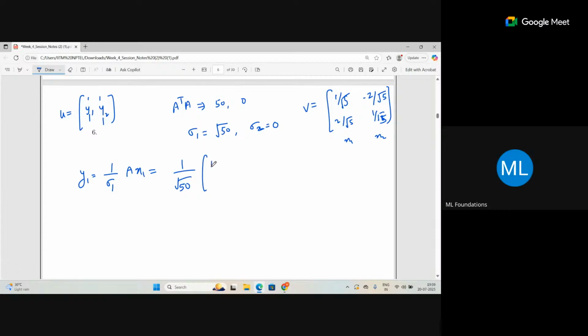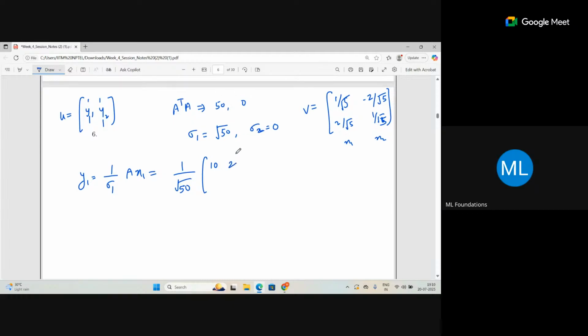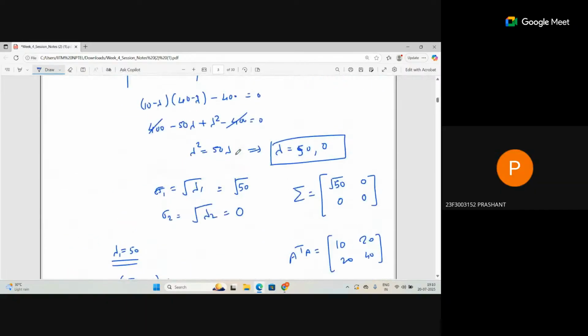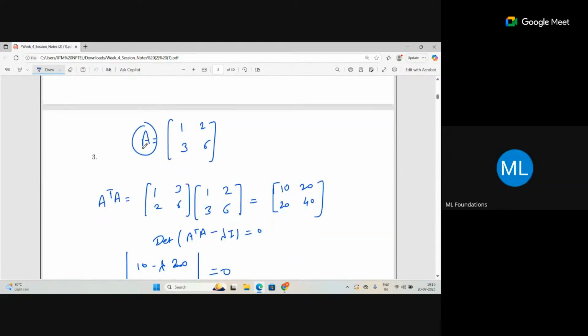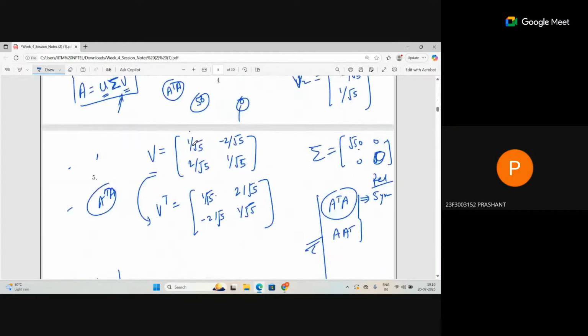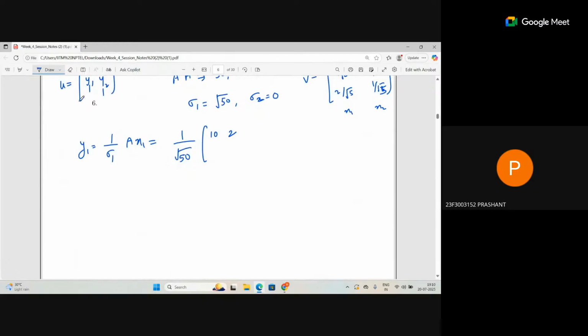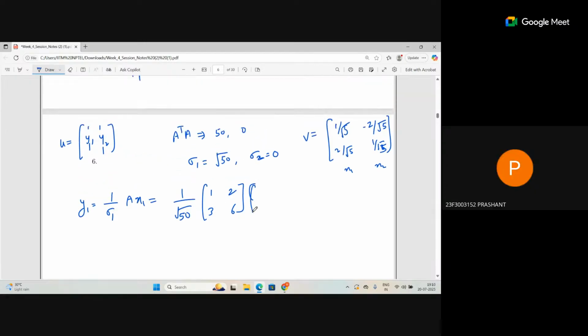What is A? The original matrix, I think. It is 1, 2, 3, 6. This is A, and x1 will be 1 by root 5, 2 by root 5.